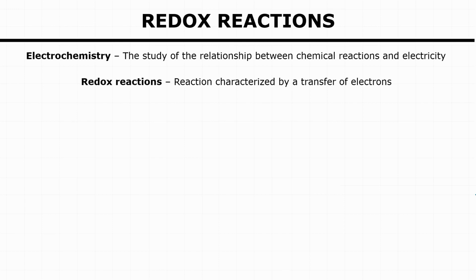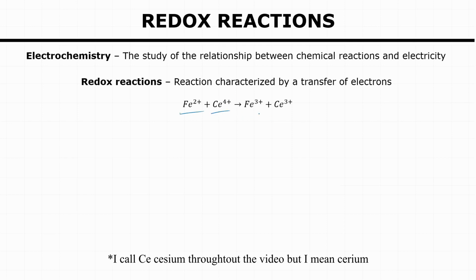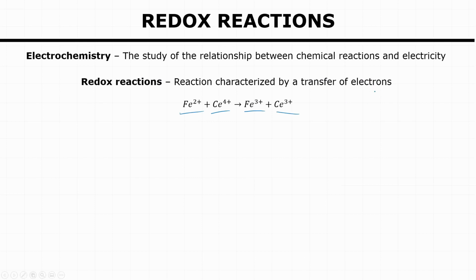And so let's take a look at a really simple redox reaction. In this case, we have iron 2 plus and cesium 4 plus turning into iron 3 plus and cesium 3 plus. Now the thing with the redox reaction is that it's characterized by a transfer of electrons. So a species must lose electrons and a species must gain electrons.